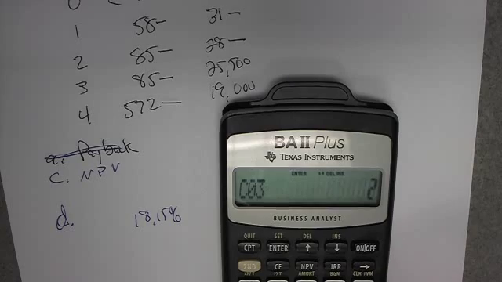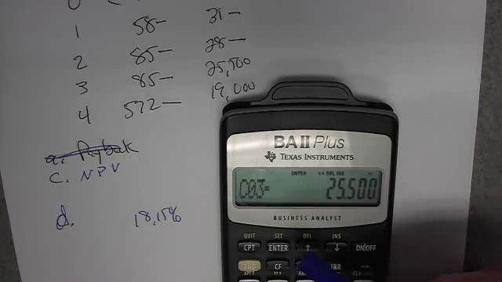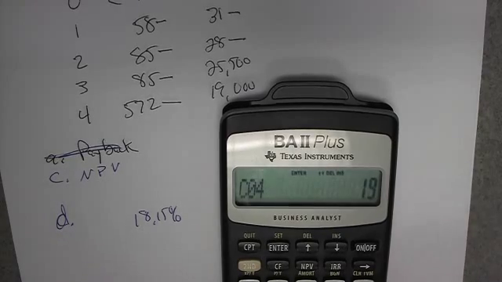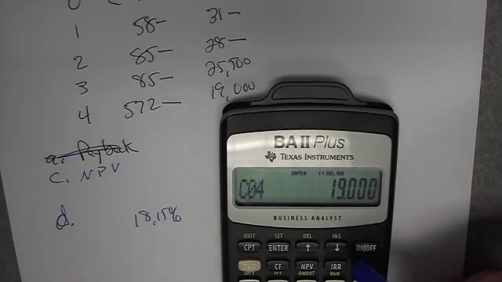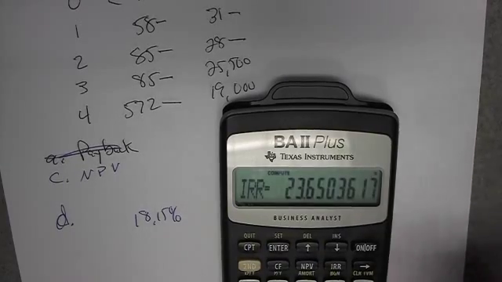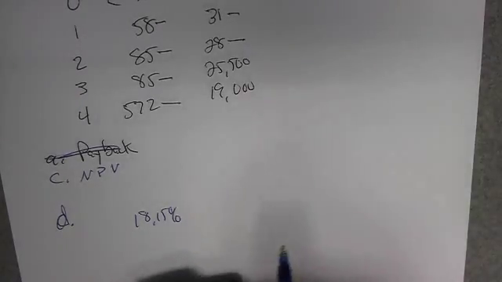Cash flow 3 is 25,500. Enter that. And cash flow 4 is $19,000. We'll enter that. And that should do it. Let's compute the internal rate of return, and we're getting 23.65.